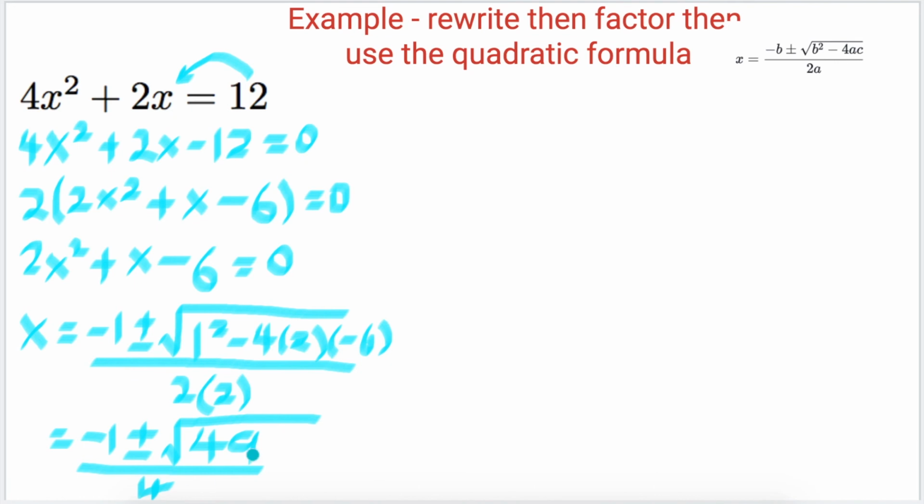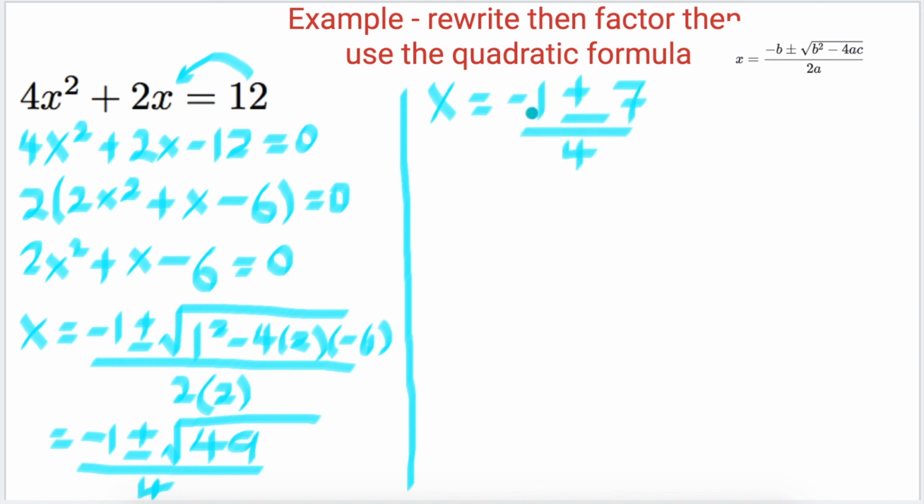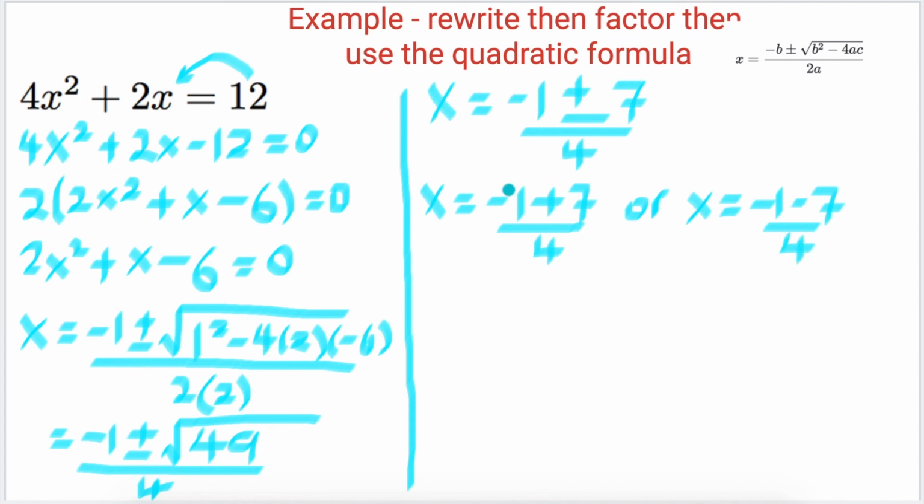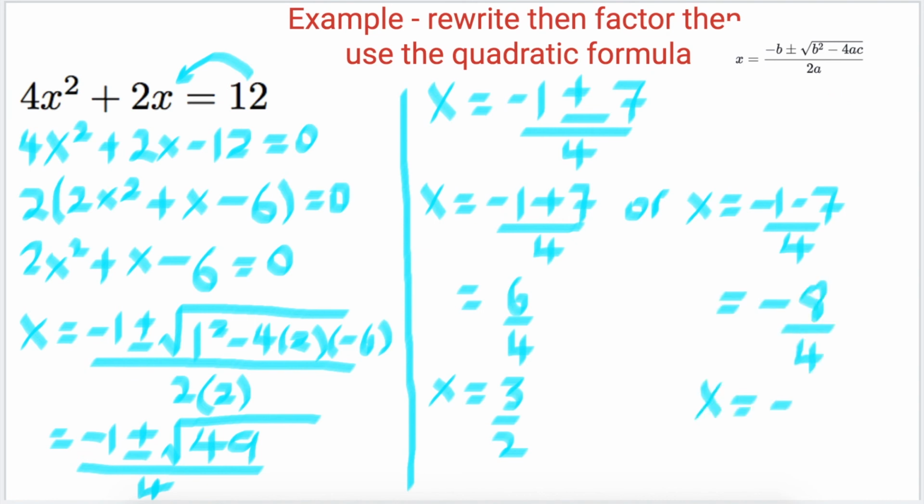So now we just need to simplify the square root sign, and we're going to have x equals negative 1 plus or minus 7 divided by 4. Since it's plus and minus, we're going to have two answers. So x equals negative 1 plus 7 divided by 4, or x equals negative 1 minus 7 divided by 4. So let's solve the left side. You're going to have 6 divided by 4, simplify that to 3 over 2, and then now let's solve what's on the right side. You're going to have negative 8 divided by 4, x equals negative 2. And these are the solutions for this quadratic equation.